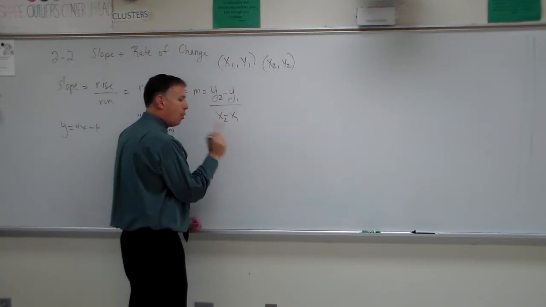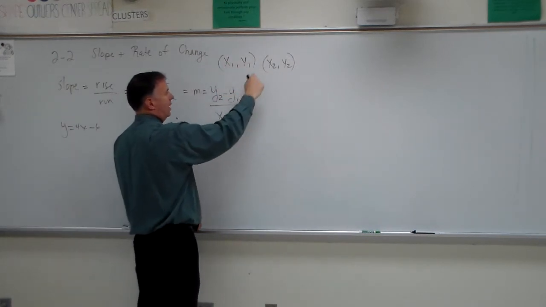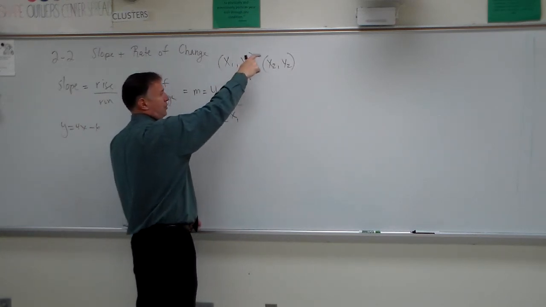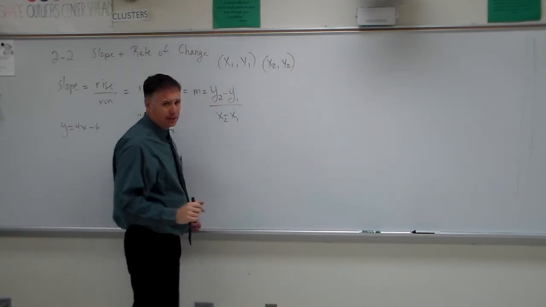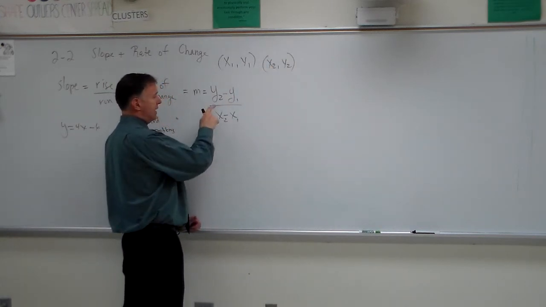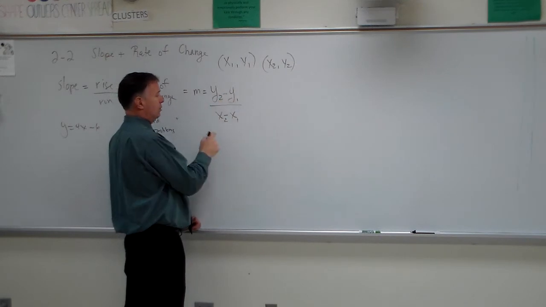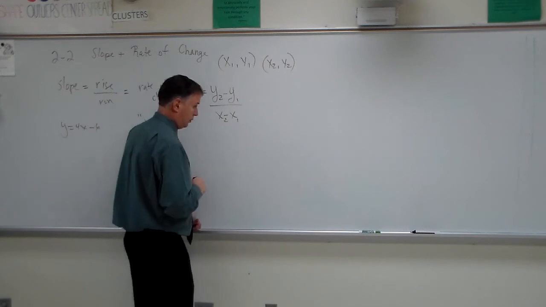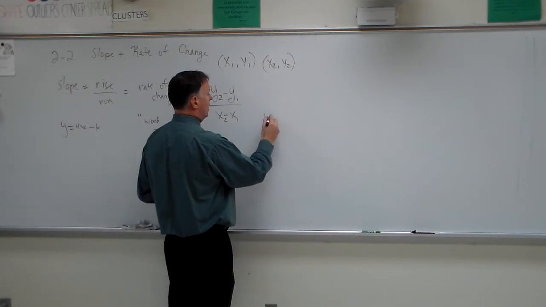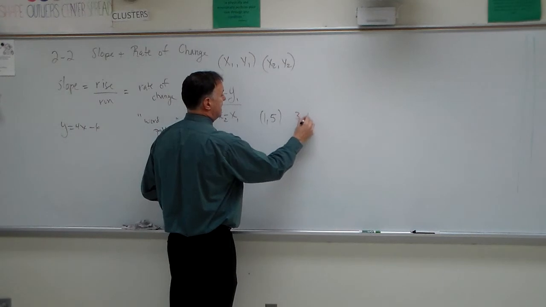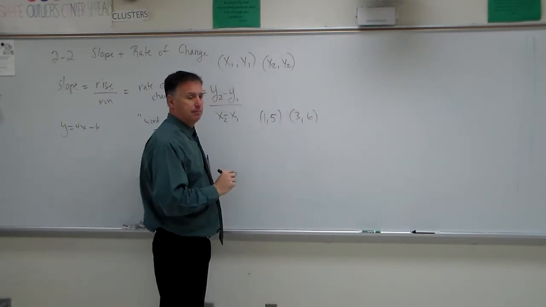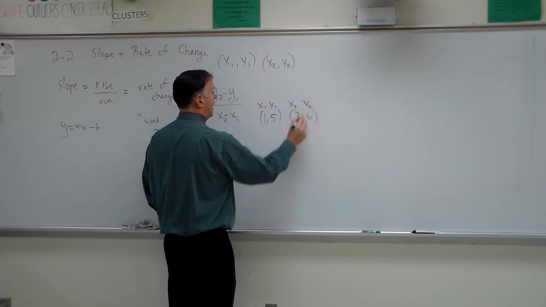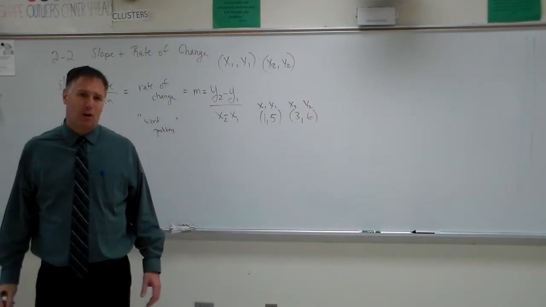It doesn't matter which point you call x1, y1 and x2, y2. What you can't do is call one x1, y2 or x2, y1. And also here, you can't do y1 minus y2 and x1 minus x2, okay? Best thing to do, I'll show you an example. Say we had 1 and 5 and 3 and 6. Label them x1, y1, x2, y2.